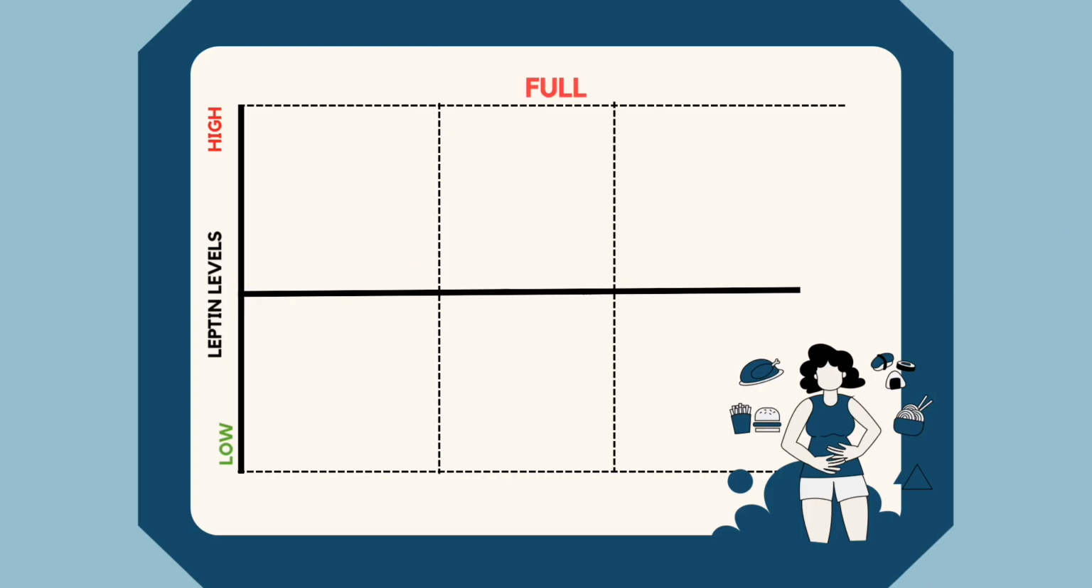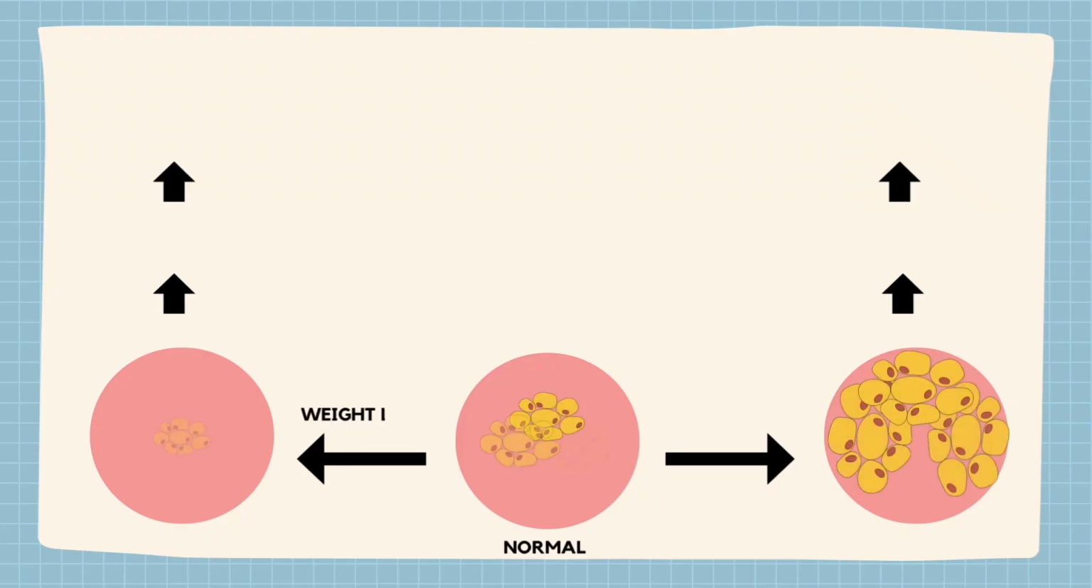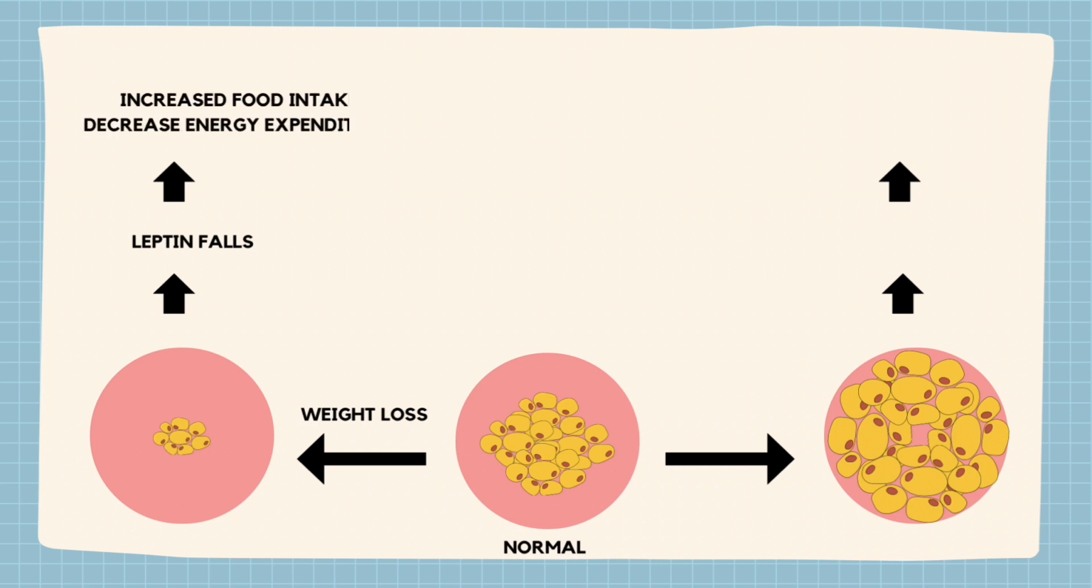When leptin levels are high, this will suppress our appetite, making us feel full. But if leptin levels drop, this increases our appetite. When we lose weight, this can lead to having lower leptin levels. This is due to smaller amounts of adipose tissue, which then causes our body to react by increasing food intake and decreasing energy expenditure.